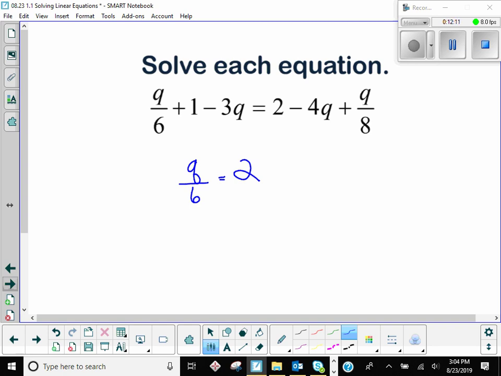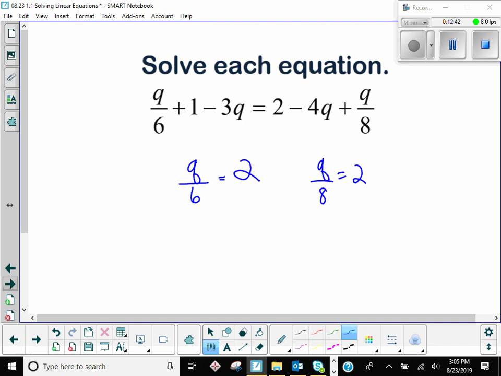What about if you had a different number? So you have q over 6 equals 2, you multiply both sides by 6. And if you had q over 8 equals 2, what would you multiply both sides by? 8, right? The problem here is that we have a 6 and an 8 in a denominator.